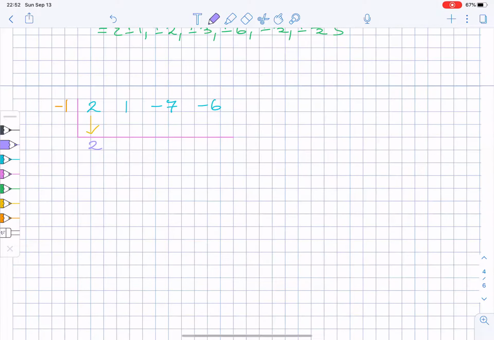Two times a negative 1 is negative 2. Then we add this column together. So 1 minus 2 is negative 1. Times a negative 1 is a positive 1. Add these together, we get negative 6. Times a negative 1 is a positive 6. And when I add those together, I do get a remainder of 0, which is good.